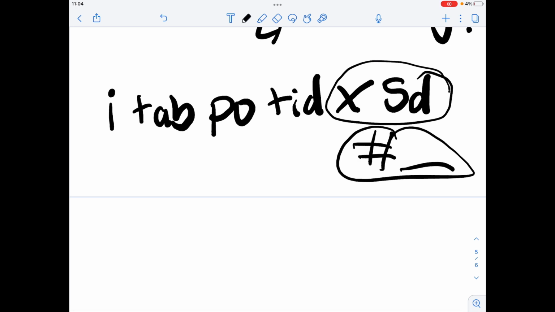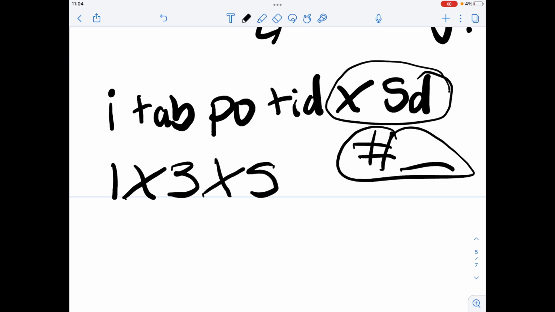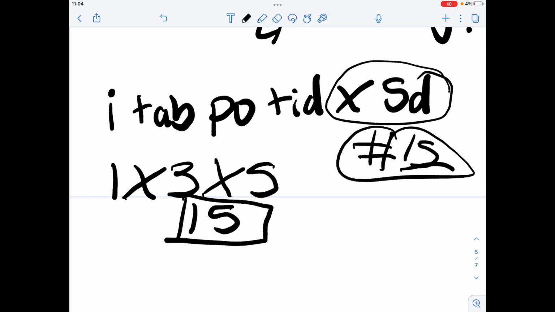This prescription would translate to take 1 tablet by mouth 3 times a day for 5 days. So 1 times 3 is 3, and 3 times 5 is 15. So your quantity to dispense here would be 15 tablets. And we get this through multiplying dose, frequency, and day supply.